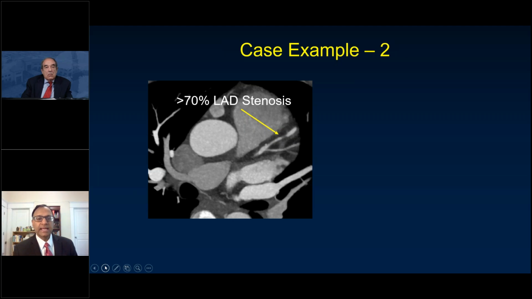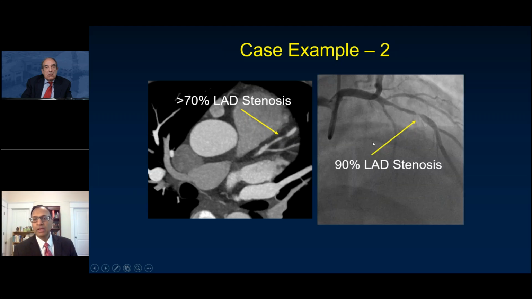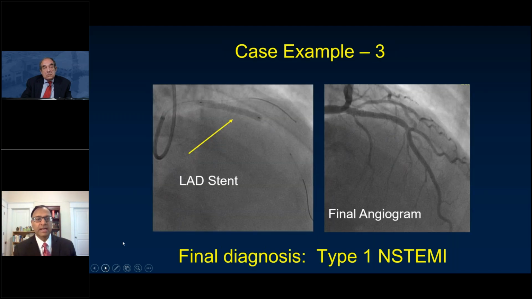A CTA is not diagnostic enough. You need to follow with an invasive coronary angiogram, which actually showed a tight 90% LAD stenosis. And at this point, a diagnosis of type 1 NSTEMI was made. This looks like a culprit lesion on cath for an NSTEMI with the right symptoms and a troponin above the 99th percentile. And a stent was placed, and this is the final result of that lesion where we had a nice angiographic result and her symptoms resolved, and she was put on secondary prevention medications for an MI.